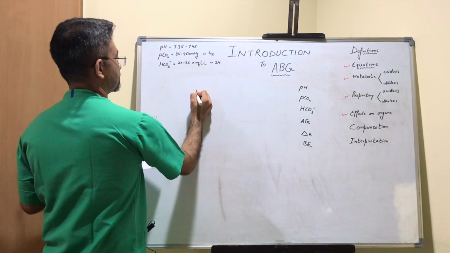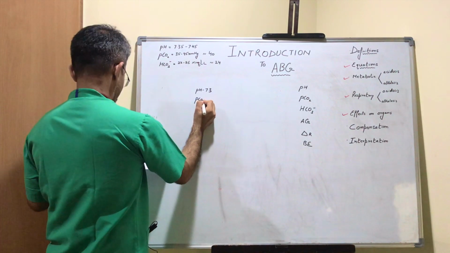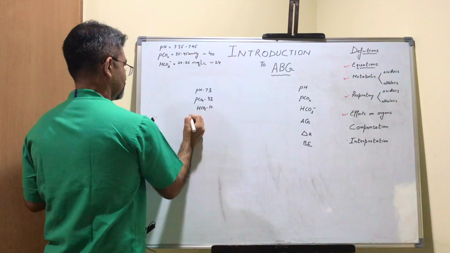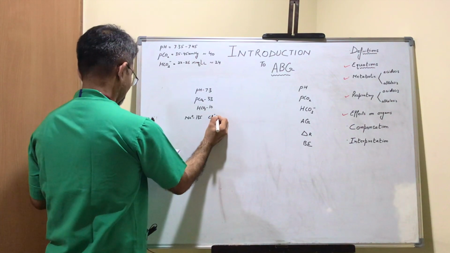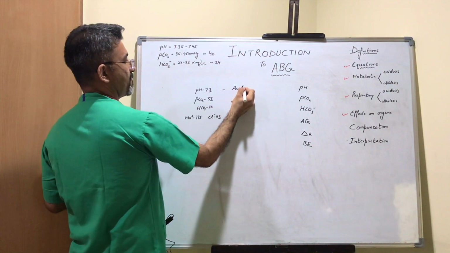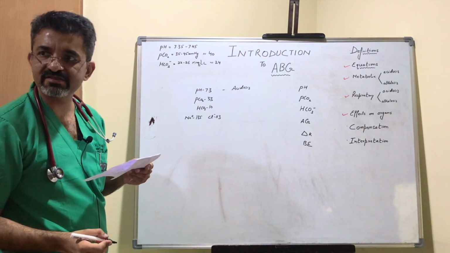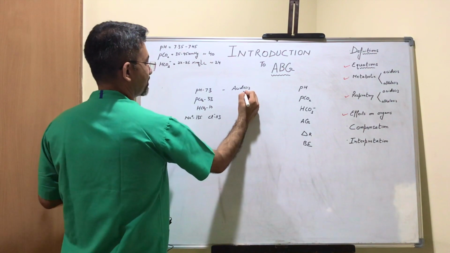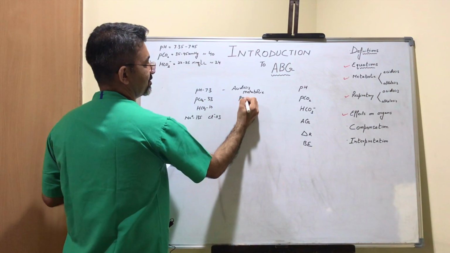Suppose my pH is 7.3, PCO2 is 33, HCO3 is 10, sodium is 135, chloride is 113. So it is acidosis, no doubt. My PCO2 is going down, so probably this is a compensation going up, and my HCO3 is less, so it is metabolic. So it is metabolic with partial compensation.